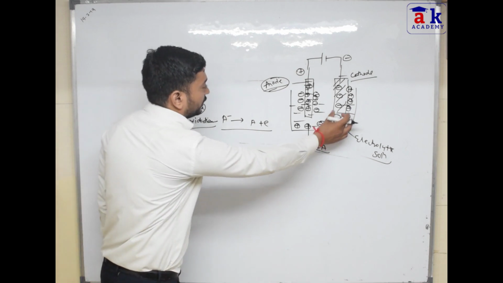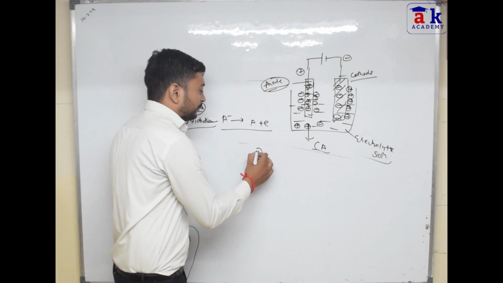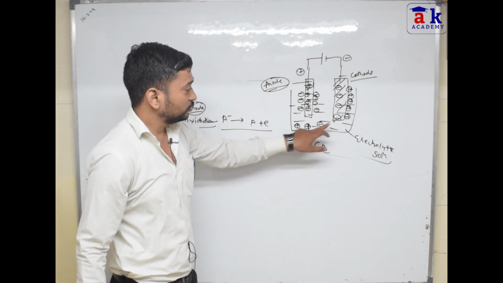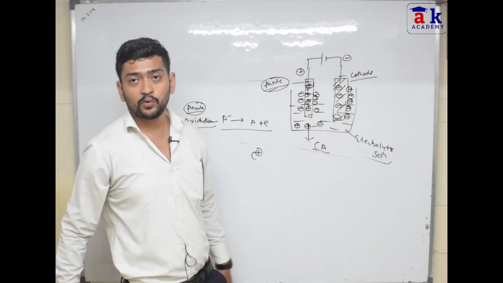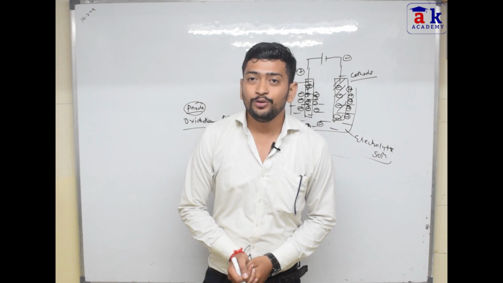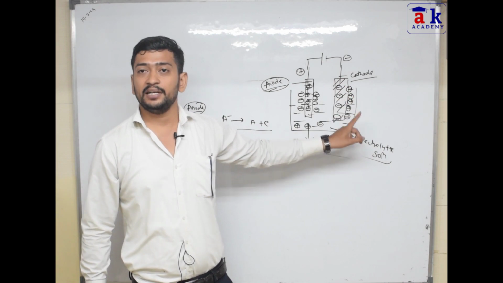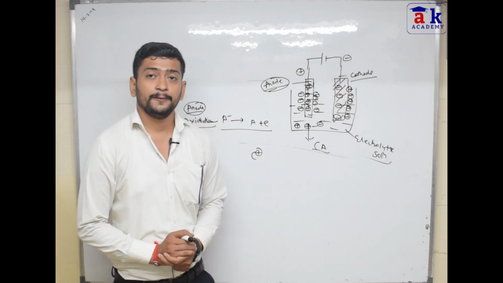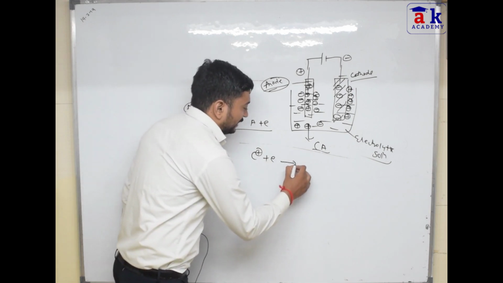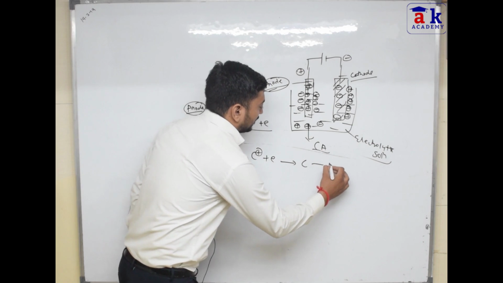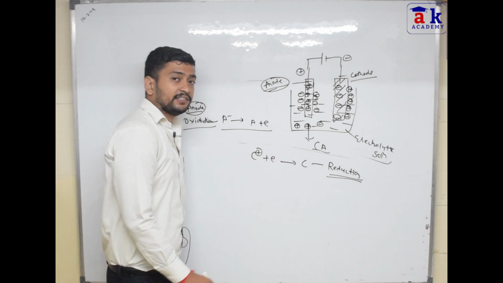Now let's see over here. What is going to happen in this case? Here we have a cation, which is positively charged, so here we have C plus. What will this C plus do? Here this electrode is the negative electrode, so this C plus will accept an electron from this electrode and form a product. C plus will accept one electron and form C. This is a kind of reduction reaction.